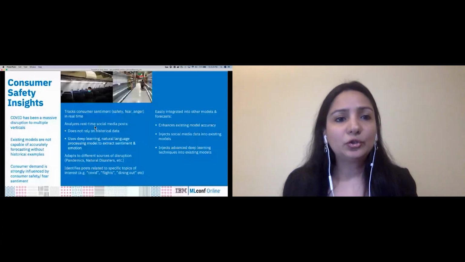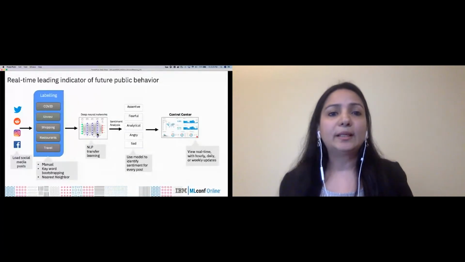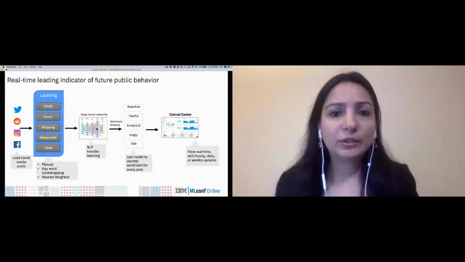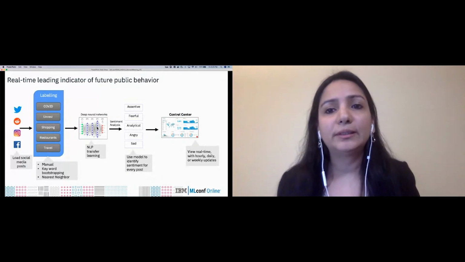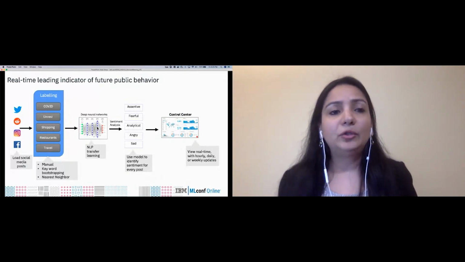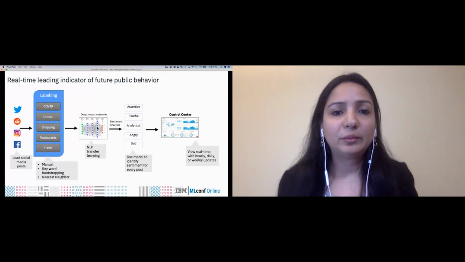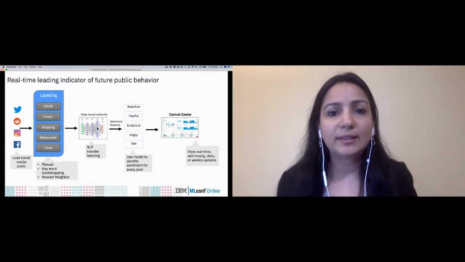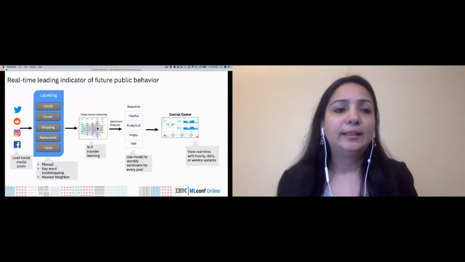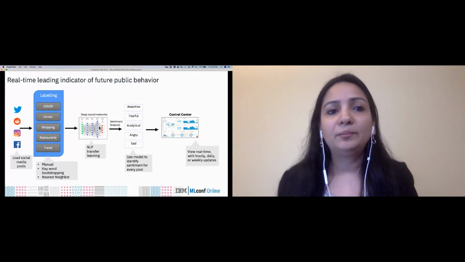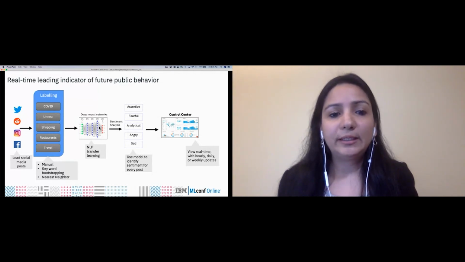So we load social media data and sub-select and identify posts of interest. This is done using a nearest neighbor algorithm. We use an NLP transfer learning algorithm to identify the probability of any post expressing various sentiments. And then we can view this real time. It can have hourly, daily, or weekly updates.